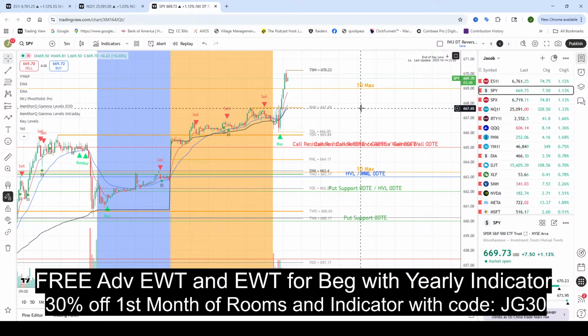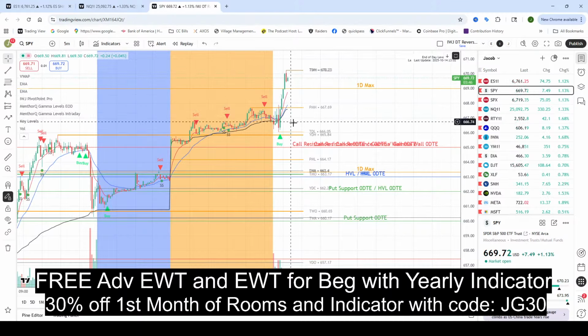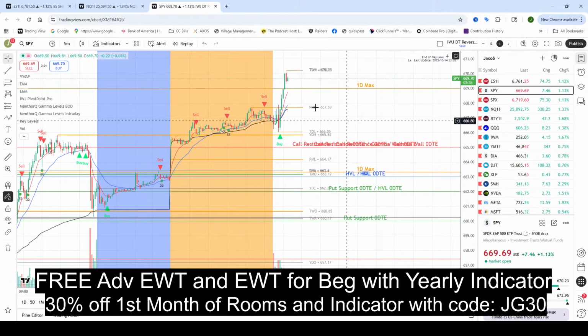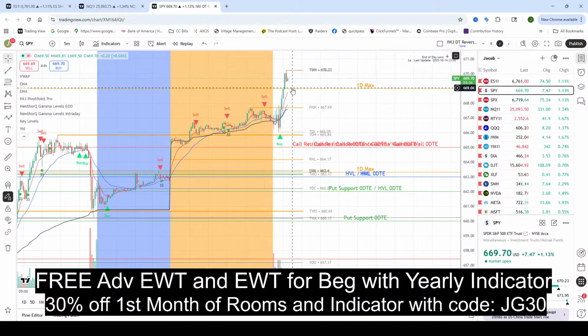Now, they will allow traps and things to happen, poke above it and reverse, but this is not showing signs of reversal just yet. We do have one red bar, but you're going to need more than one red bar to get a reversal, and they need to get back below this 669 level to get that started.